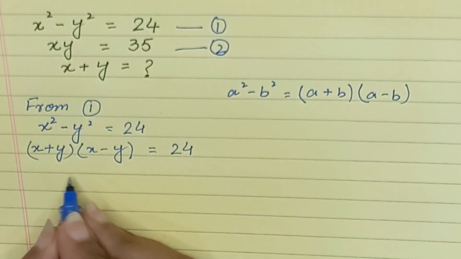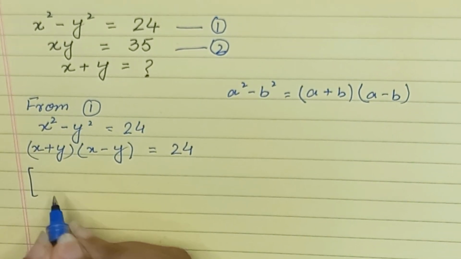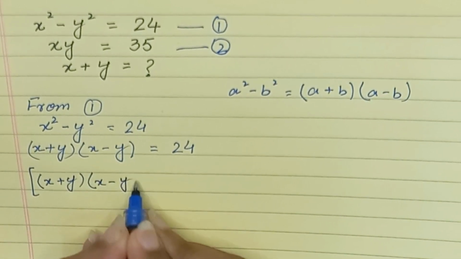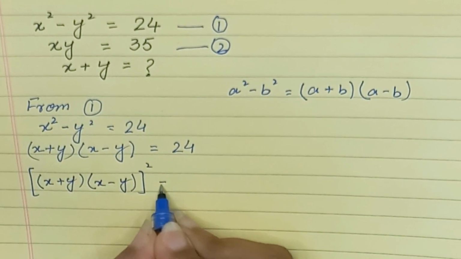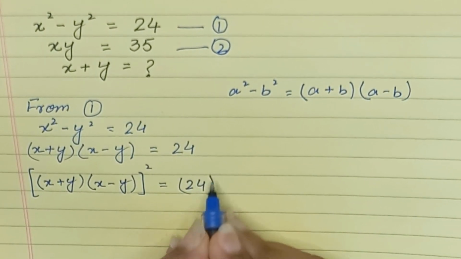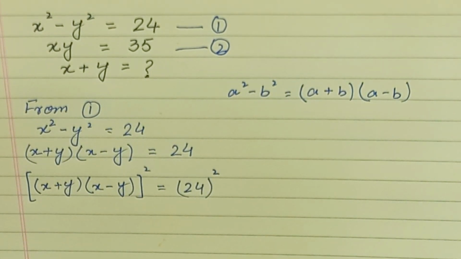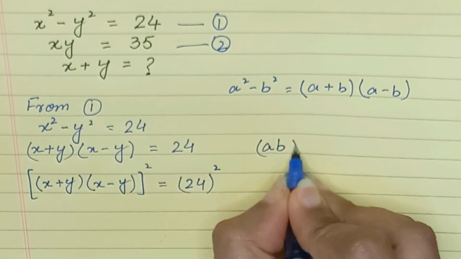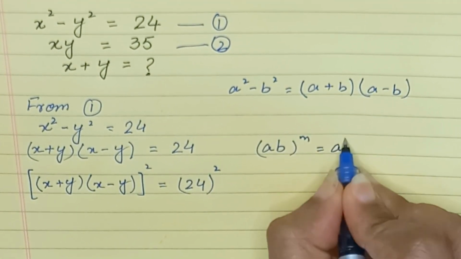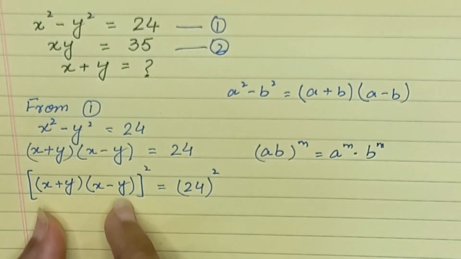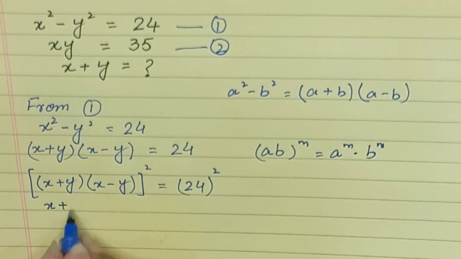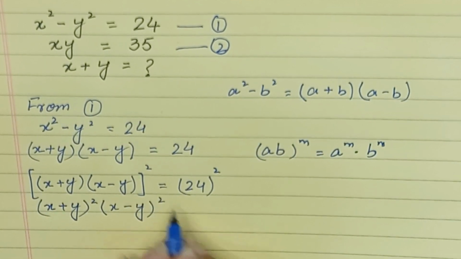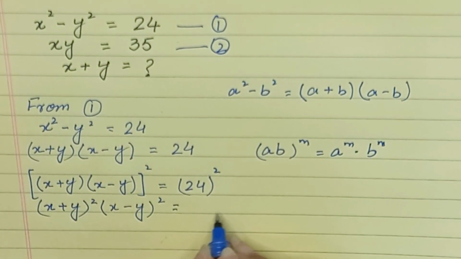Now we will take square on both sides, so it will become ((x plus y)(x minus y)) whole square, which is equal to 24 square. As we know that (ab) whole power m is equal to a raised to the power m into b raised to the power m. So it will become (x plus y) square and (x minus y) whole square, which is equal to 24 square.